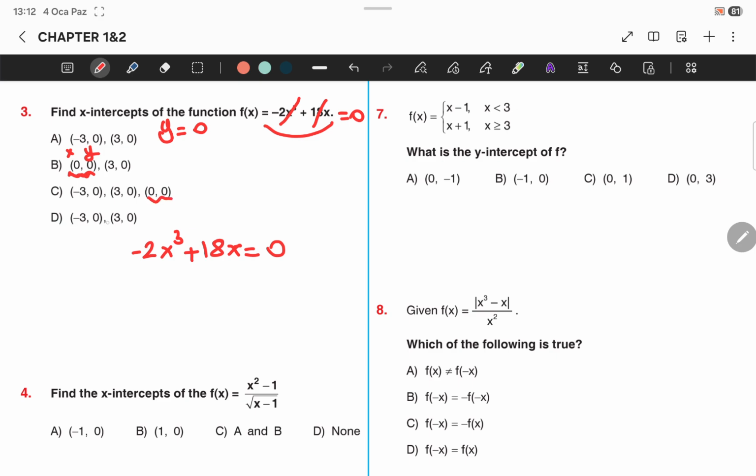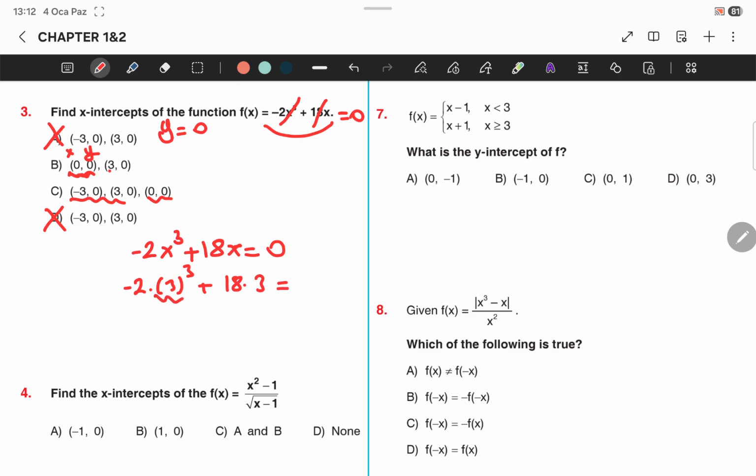Look, do I have (0, 0) in D? No. In A, do I have (0, 0)? No. So how many options are left now? I have two options. Again, one more time, I want to replace. For example, I want to replace 3. If I replace 3, negative 2 times 3 to the power of 3 plus 18 times 3. Is the result equal to 0 or not?